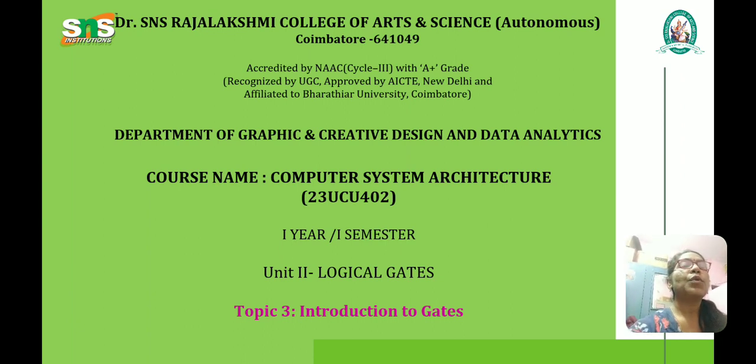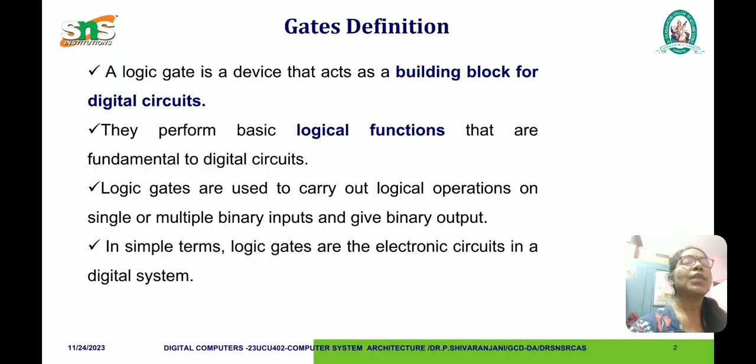So we'll discuss logical gates. In logical gates, we are going to discuss first the definition of the gates. A logical gate is a device that acts as a building block for a digital circuit. They perform basic logical functions that are fundamental to digital circuits. Logic gates are used to carry out logical operations on single or multiple binary inputs and give a binary output. In simple terms, logic gates are the electronic circuits in digital systems.